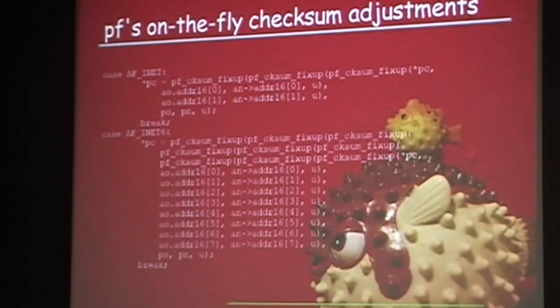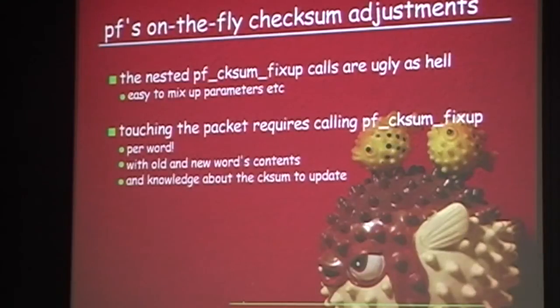Nested calls to a fix-up function. This is ugly as hell, and once again, the IPv6 code is even more ugly than the IPv4 code. These weren't even the longest ones. There are longer chains. In these long chains of nested checksum fix-up calls, it's really easy to screw up. Even a nasty compiler doesn't notice because we're dealing with words. Each and every parameter is a word, right?